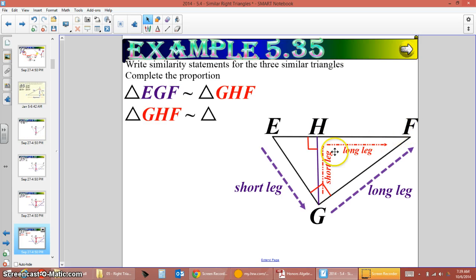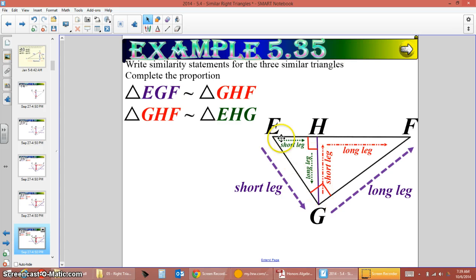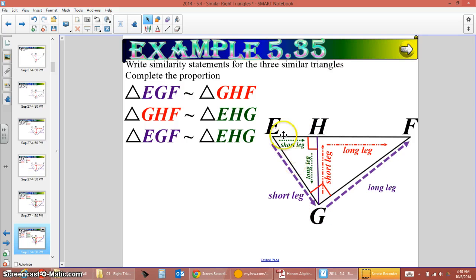Now if we reset and we say GHF is similar to, we look over here at this side. We say short leg, long leg, EHG. And then I look at the big triangle again, EGF and EHG. So we're using the short leg and the long leg as our method for getting the similarity statements.